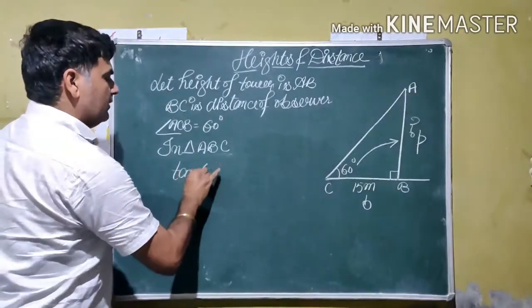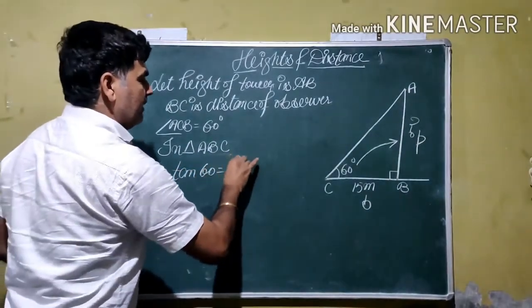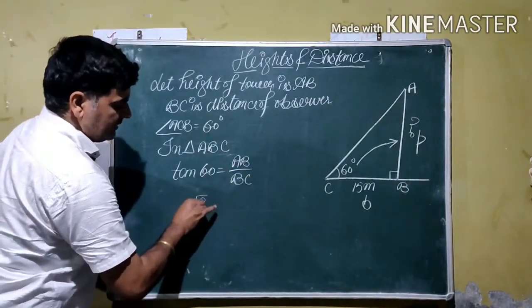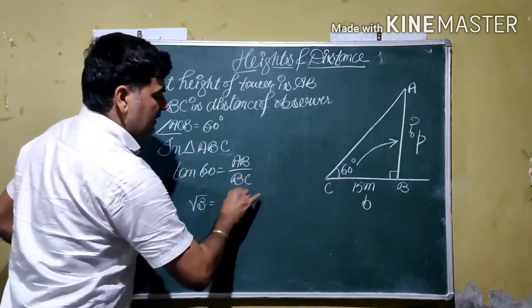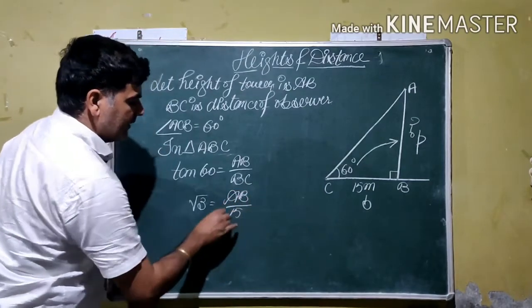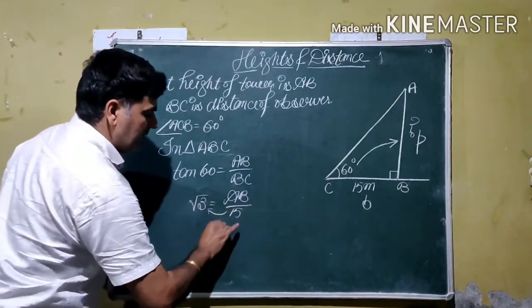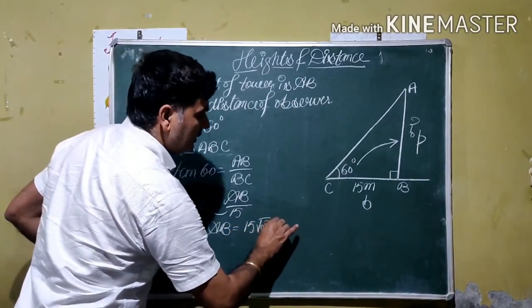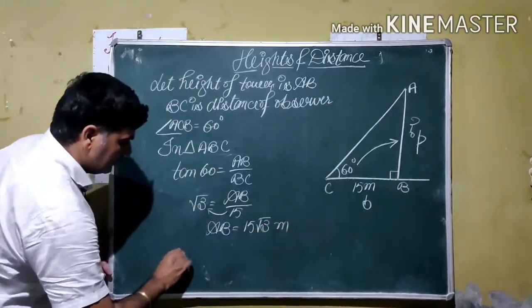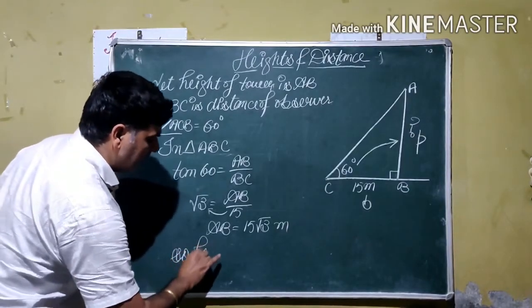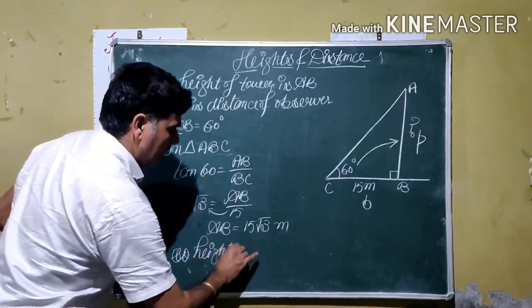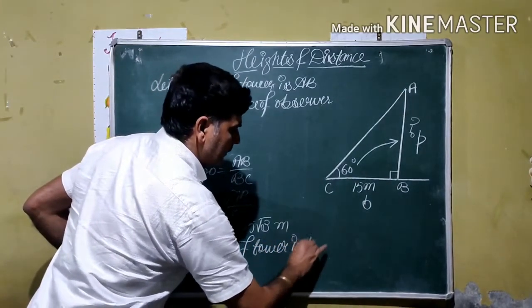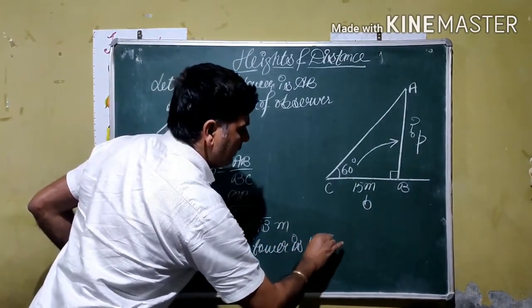Tangent of theta, that is 60 degrees, is given by P by B, that is AB by BC. Tangent 60 from the table is square root 3. AB is unknown, BC is 15. So by cross multiplying, AB becomes 15 multiplied by square root 3, that is 15 square root 3, which comes out in meters. So the height of the tower is 15 square root 3 meters.